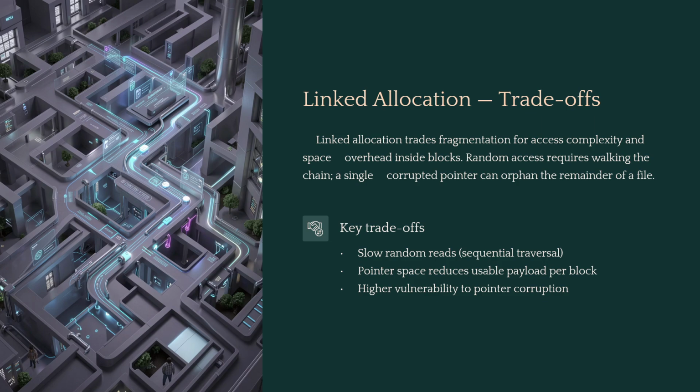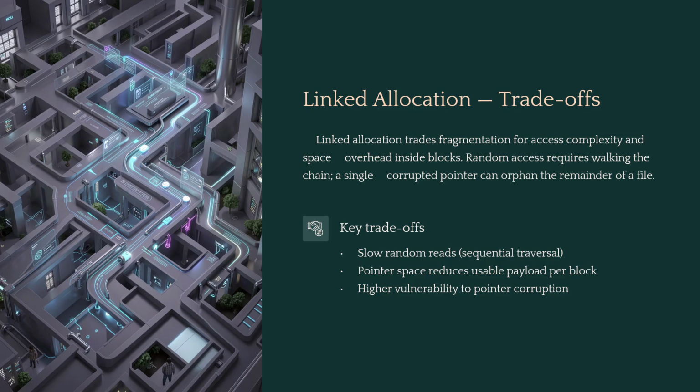Although linked allocation removes fragmentation, it also has some disadvantages. The biggest drawback is slow random access. If we want to access a particular block, the operating system cannot jump directly to it. Instead, it has to start from the first block and follow each pointer until it reaches the required block. This makes random access slower than contiguous allocation.